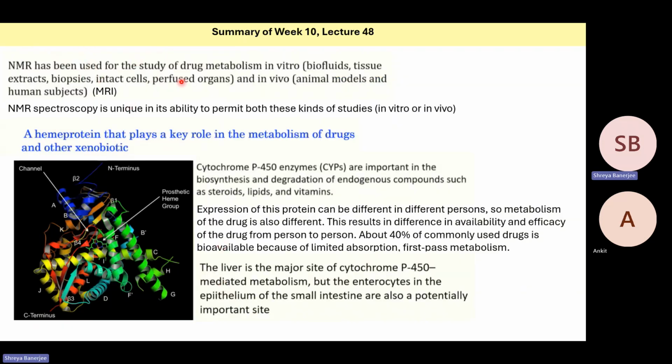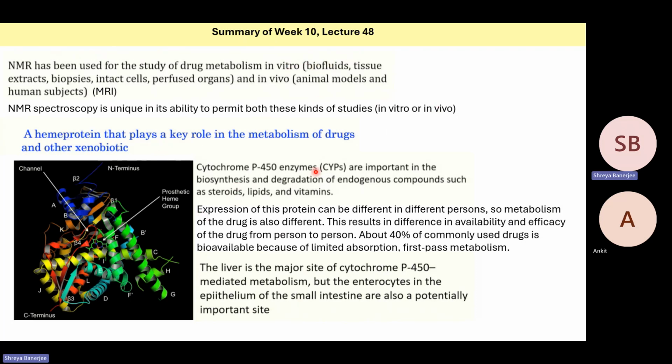Firstly, NMR has been used for the study of drug metabolism in vitro and in vivo. NMR spectroscopy is very unique in that it permits studies both in vitro and in vivo. By in vitro, we mean using body fluids like urine or blood, or tissue extracts or biopsies. And by in vivo, we mean when the human or animal is still alive, like in MRI. In an MRI machine, we are just put into the machine and it can scan us. So studying the metabolic products inside the body without taking anything out is known as in vivo NMR.